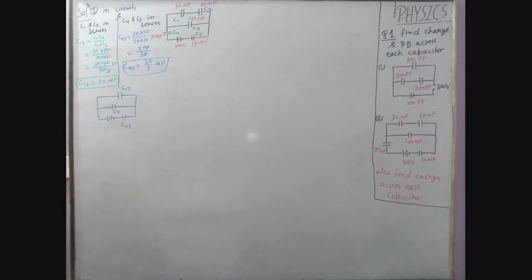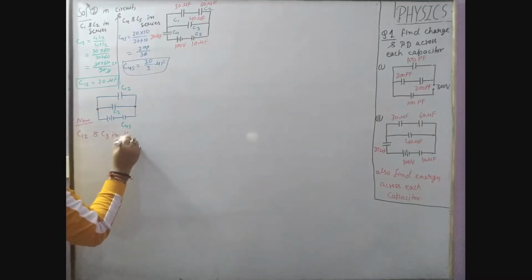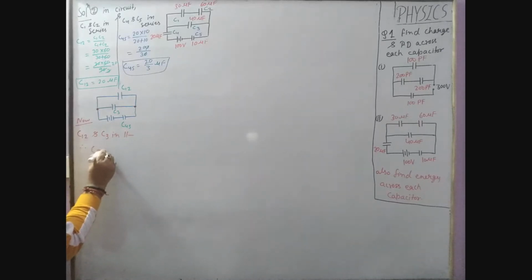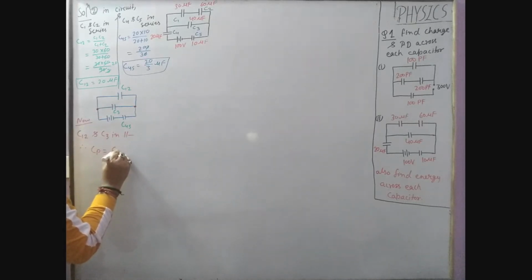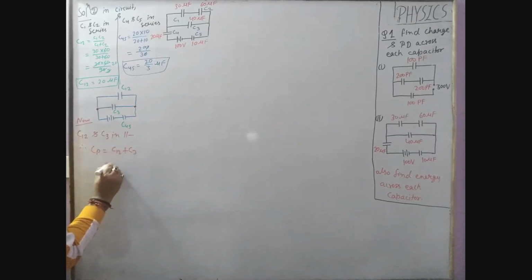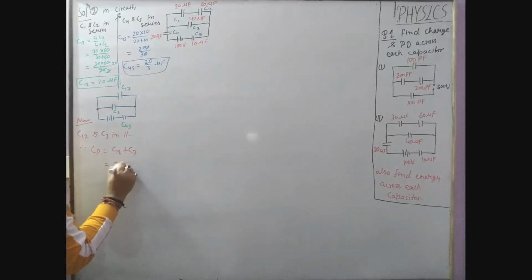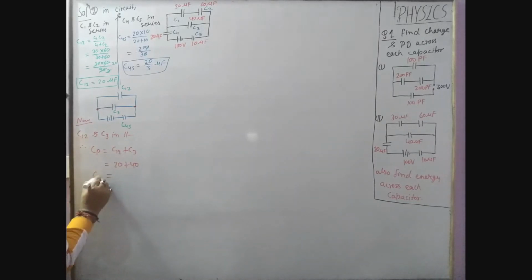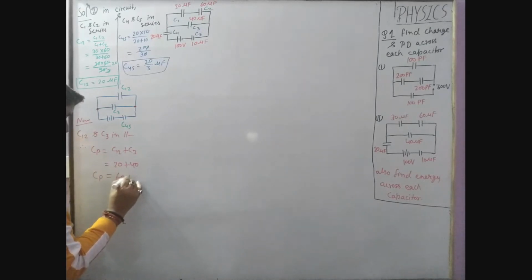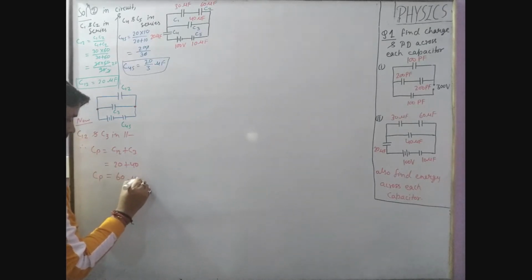Okay. Now from point these two, C12 and now C12 and C3 in parallel combination. Therefore CP we calculate from here is C12 plus C3, which is equal to 20 plus 40, which you will get from here is 60 microfarad.